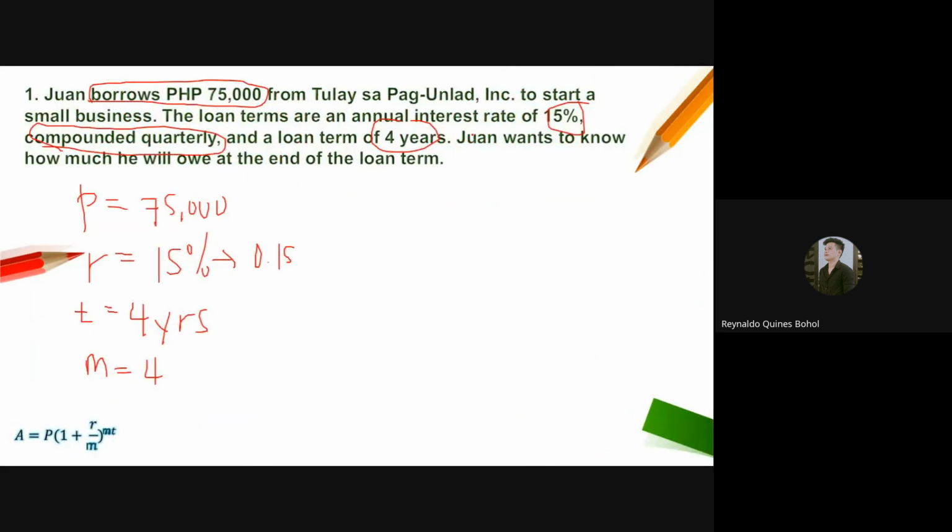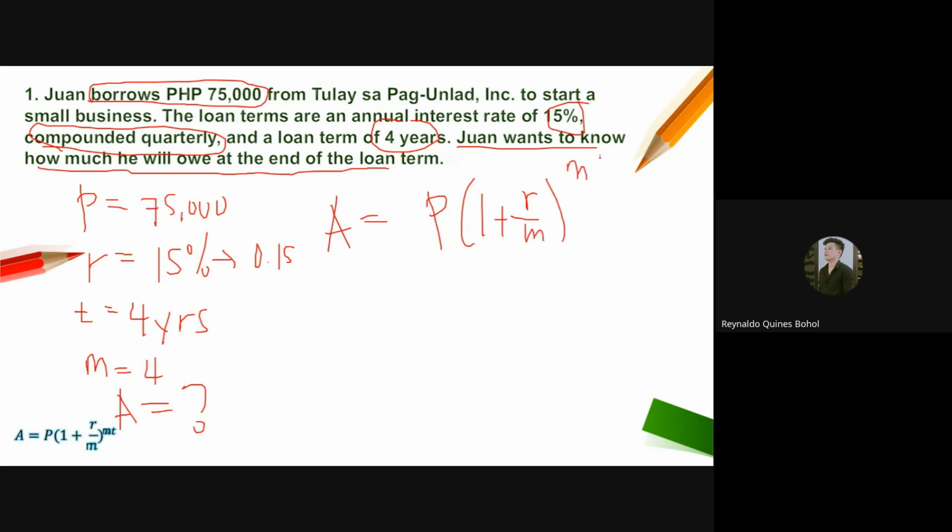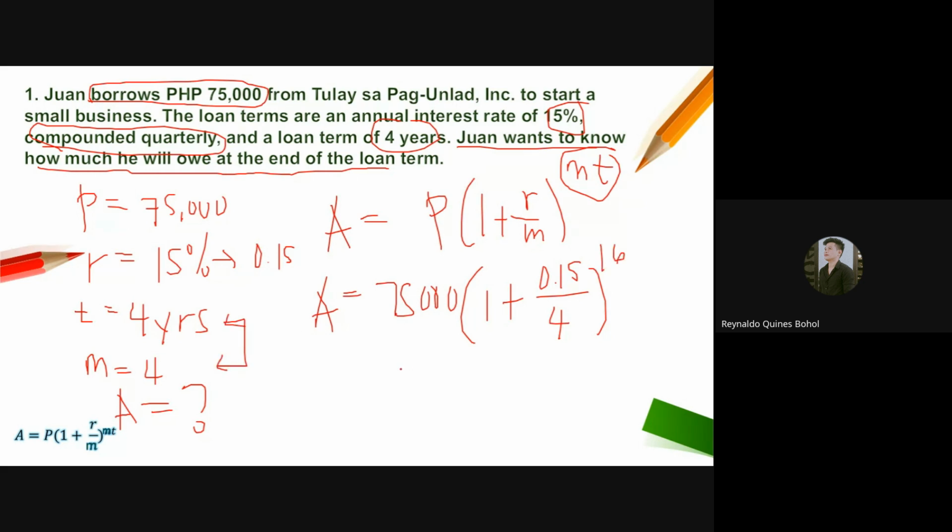Next is how much Wanda wants to know her debt after 4 years. So what we are looking for is the final amount, which is unknown. In the final amount formula, we have P times the quantity of 1 plus R all over M raised to MT. So the final amount is 75,000, 1 plus the rate is 0.15 all over M, which is 4. And again, MT, guys, is 4 times 4. That will be 16, because MT are written side by side, so multiply 4 and 4.